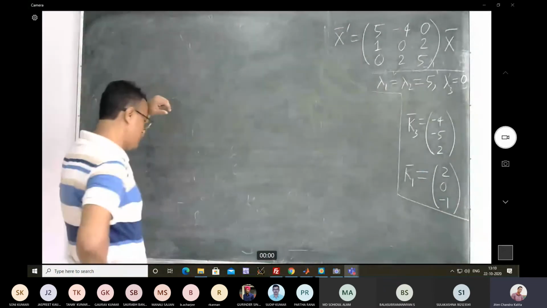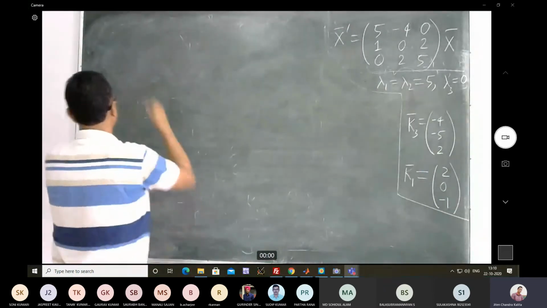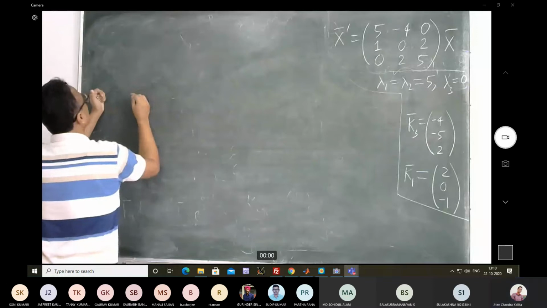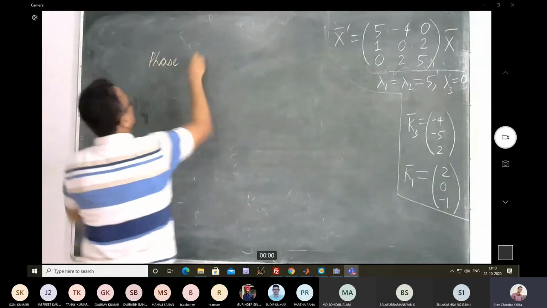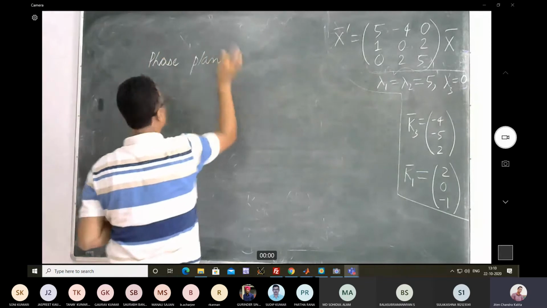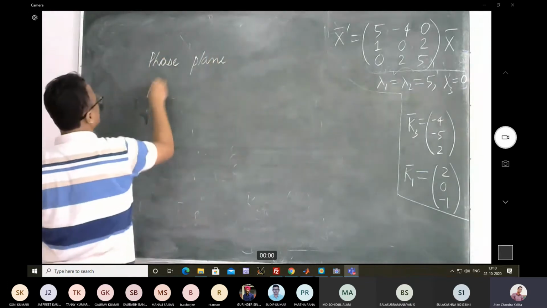So maybe one thing I can do, maybe here itself I can do the phase plane. I'll come to complex roots later on, and the phase portrait.